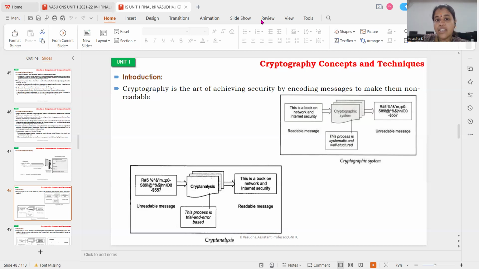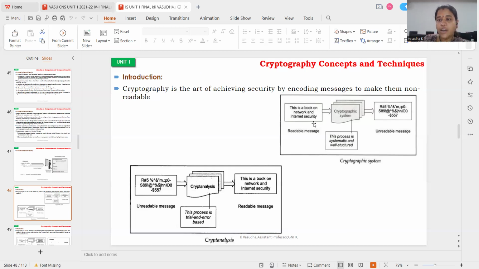So cryptography is achieving the security. That means how can we achieve the security here? We are trying to change the information from plain text, that is the readable format of the data, to the non-readable format of the data, so that we are providing security to the data. That means even if the hacker or the opponent party is trying to access the data, they cannot understand the data. That is the process of cryptography. The process of conversion of the readable format of the data to the non-readable format of the data is nothing but cryptography.